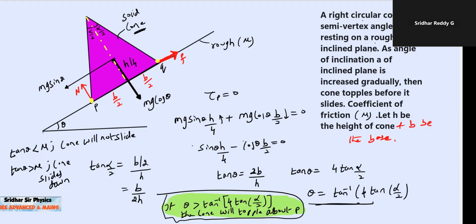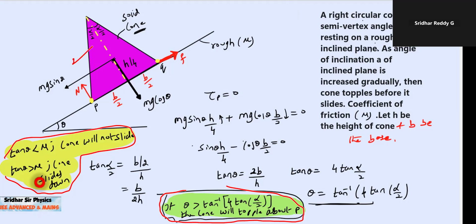Okay, agreed. These are the conditions. This is the condition for sliding. These are the conditions for toppling. I think there are two different situations here. Whether this cone will slide or not will be determined by theta and mu. Whether it will topple or not is determined by theta and alpha.